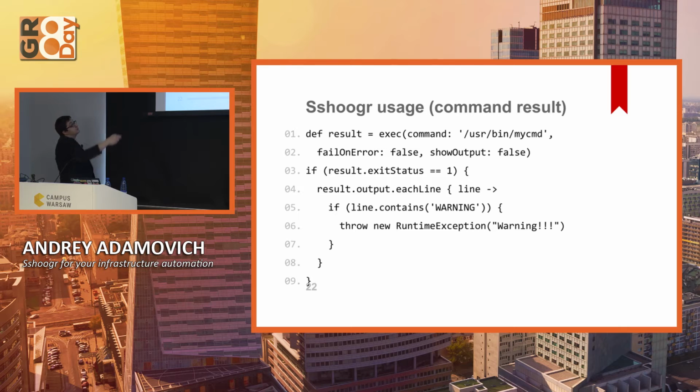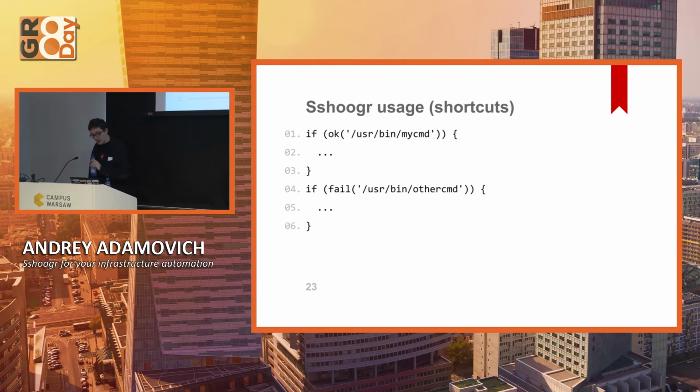We don't fail, so we don't get an exception if the command returns something that is not 0. We don't show output, and then in the result object, we can check the exit code, and we can also do some processing on top of the output that we get from that command. So as you can see, you can build very complex logic on top of remote command execution. The only difference is that a local script will process that logic instead of putting that functionality onto a remote machine.